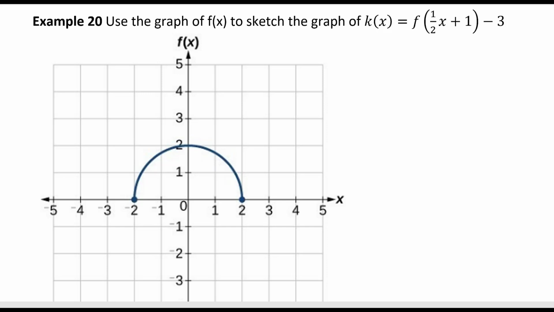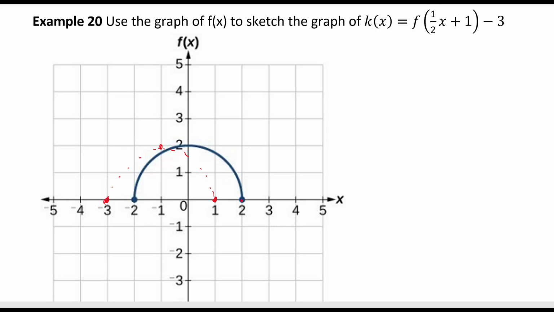So let's take first things first. We will do the horizontal shift of 1. So this 2, 0 becomes 1, 0. This negative 2, 0 becomes negative 3, 0. And then the 0, 2 becomes negative 1, 2. Okay, so we have that.